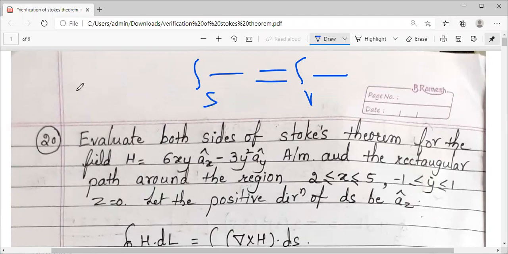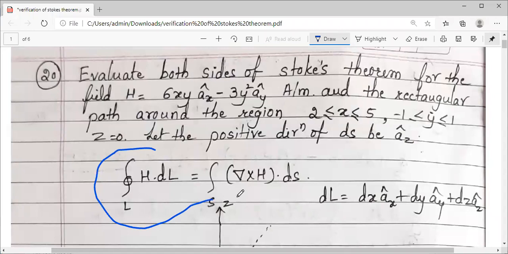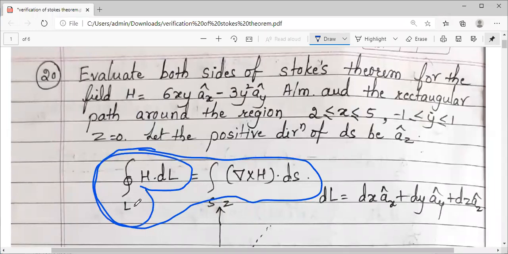In the same line, even for Stokes theorem, after curl we have seen what Stokes theorem is. Let me repeat it here. Here I have written the Stokes theorem definition in the form of an equation. If you take the line integral of the magnetic field intensity over a closed path, it is equivalent to the surface integral of the curl of the same magnetic field over the surface. Let us solve the problems based on this now.